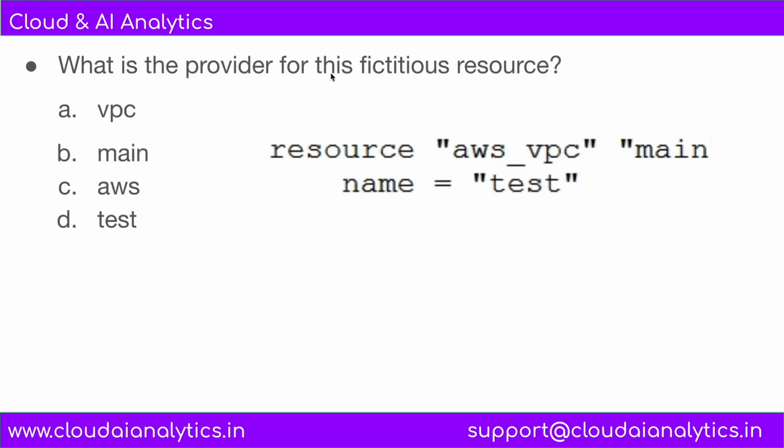What is the provider for this fictitious resource? And the right answer is AWS. The reason being is we want to identify the provider for this resource. From the name itself, you can detect that we are going to create a VPC network in AWS cloud provider.